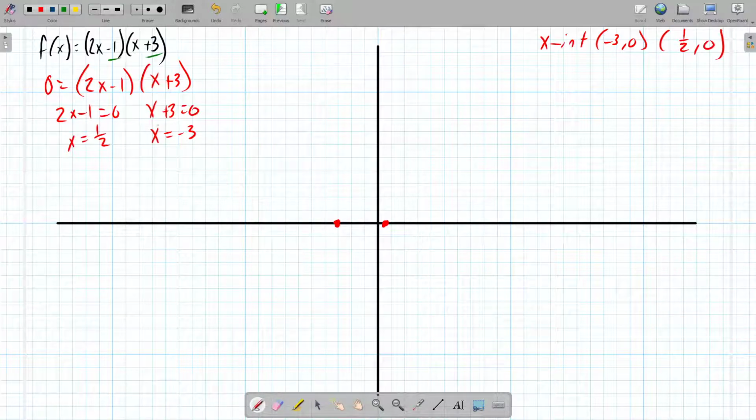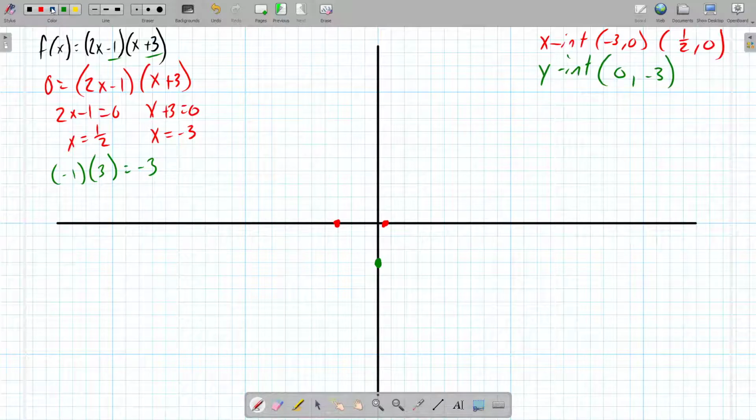Our y-intercept is taking the last term of each binomial and multiplying them. So -1 times 3 is -3. Y-intercept at (0, -3). And then if we take the x values of the x-intercepts, -3 and 1/2, and we add them together and divide by 2, meaning we're finding the midpoint between them, we'll get the axis of symmetry and then be able to find the vertex.